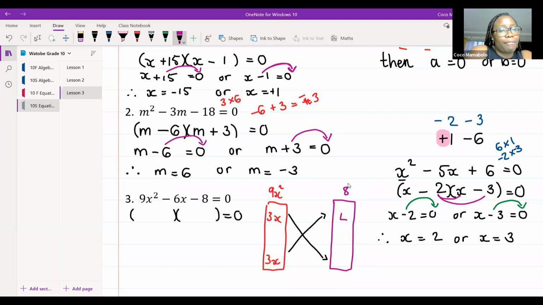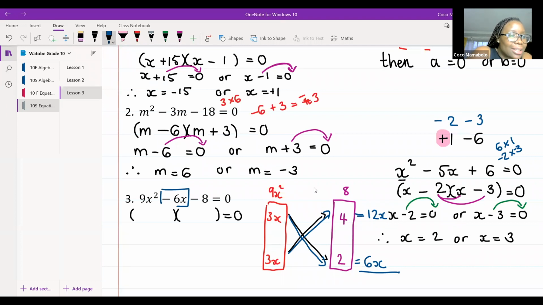We're going to try 4 and 2. Now remember, guys, we are multiplying in that direction and in that direction so that we can get to the answer that we're looking for. So if I go 3x times 2, that's going to give me 6x. And then I've got 3x times 4, which is going to give me 12x. All right, now I've got 12x and 6x. Guys, I want minus 6x. Between 6x and 12x, which one needs to be negative? The 6x or the 12x?